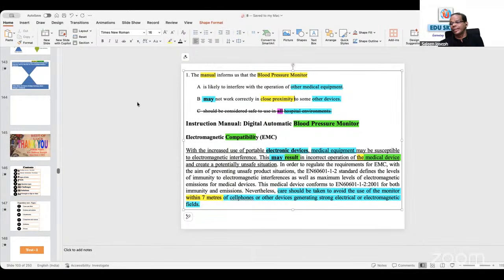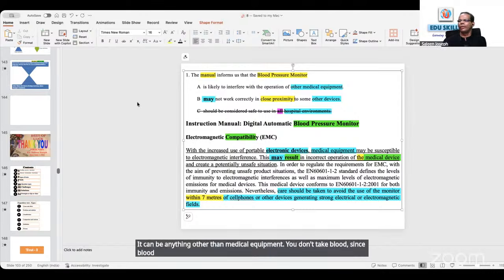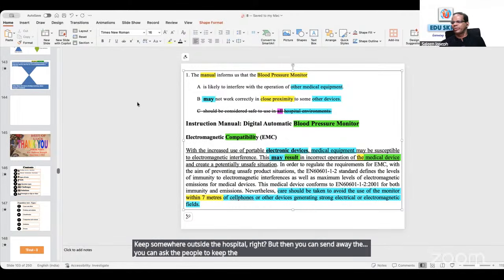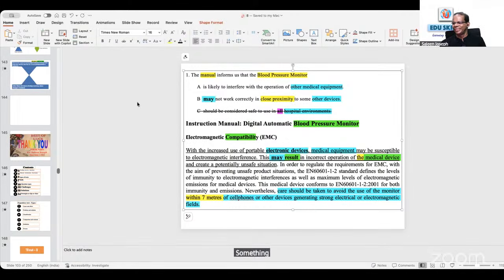It can be anything other than medical equipment. Normally that is the situation. You don't take blood, since the blood pressure monitor is there, you can't take all other medical equipment and keep it somewhere outside the hospital, right? Yes. But then you can ask the people to keep the mobile away or switch it off, something of that sort.